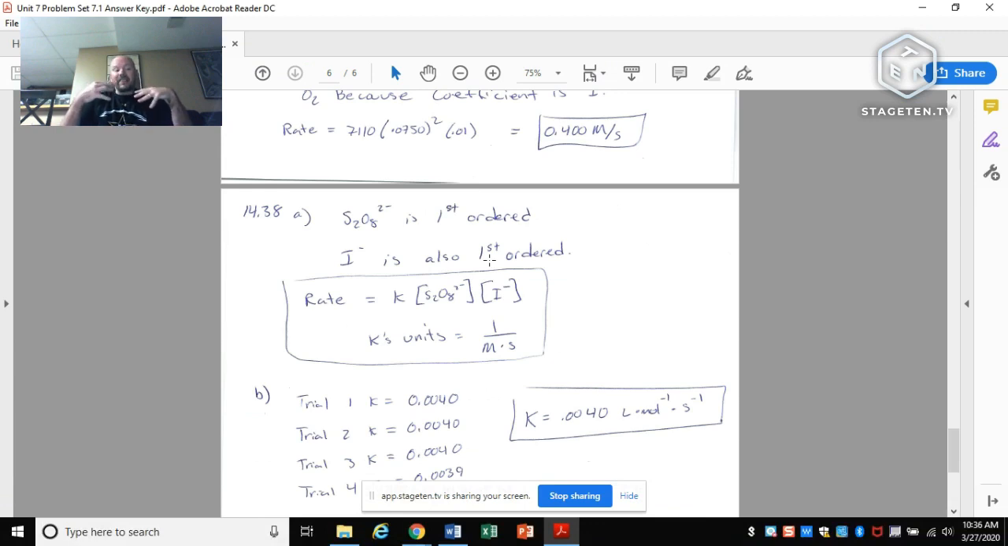Now that's going to be kind of the trickiest type of question you'll see, if you don't have two trials to compare where one of the reactants' concentration is held constant within those trials. Because if it's not held constant, then you really have to know what the other reactant is before you can figure out the order of the other reactant. Okay? So hopefully that makes sense.